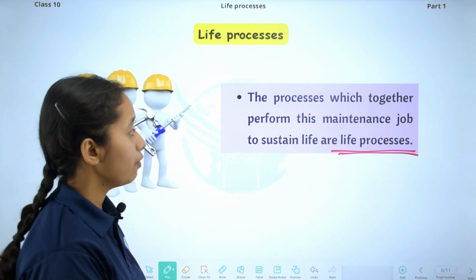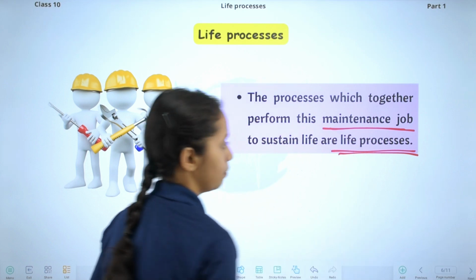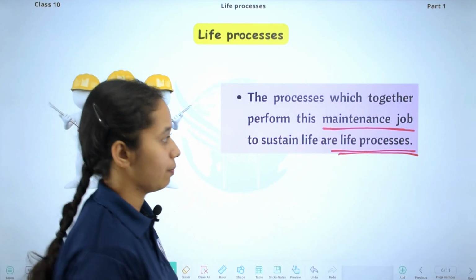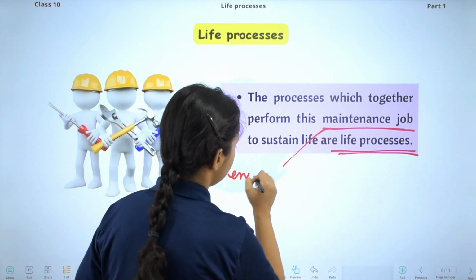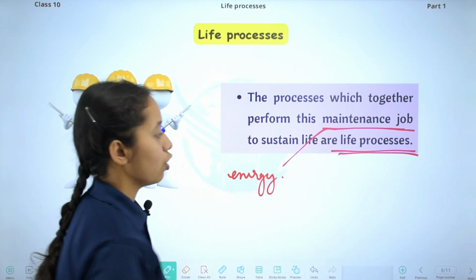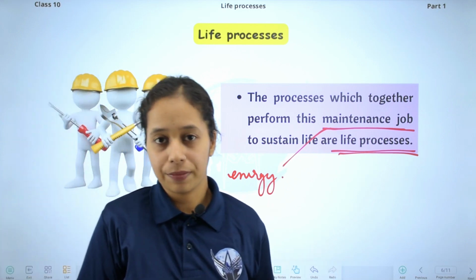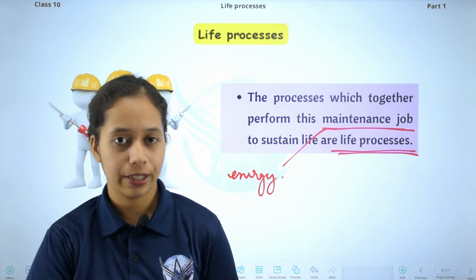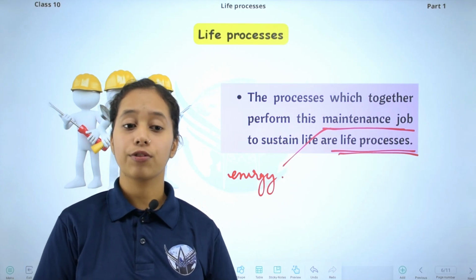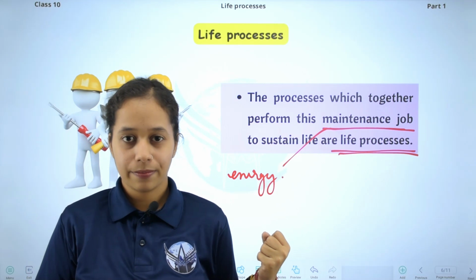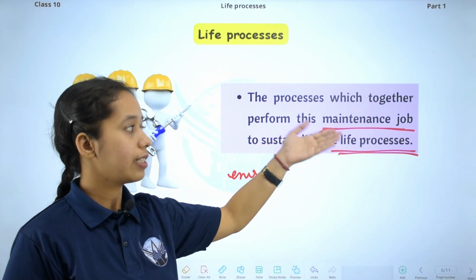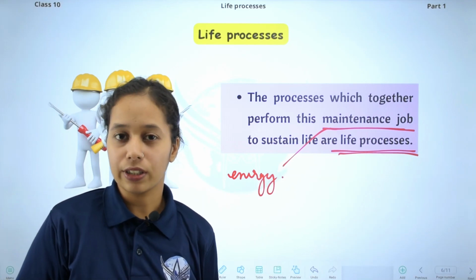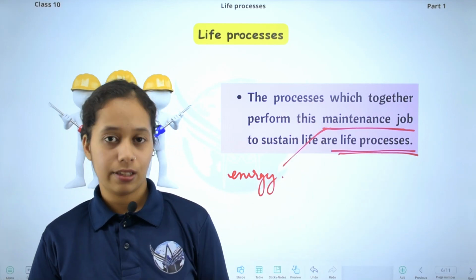To perform this maintenance job, an organism requires energy. And energy is one thing that is not always there within our body. Energy is something that we have to gain from outside our body. To perform this maintenance job, one requires energy, and energy is not always there within our body. We need to gain that from outside the body.